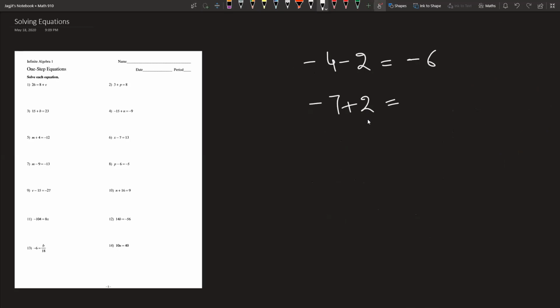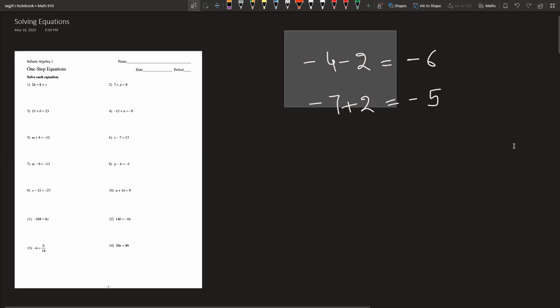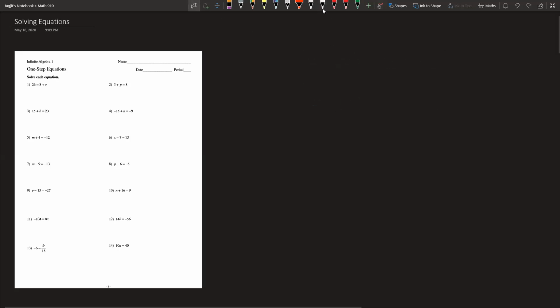Same sign or different sign? Different. So you do bigger number minus smaller number. What's 7 minus 2? 5. And then put the sign of the bigger number. Okay. Understood? That's all there is, guys. Just remember that, okay? Let's go back to practicing questions now.